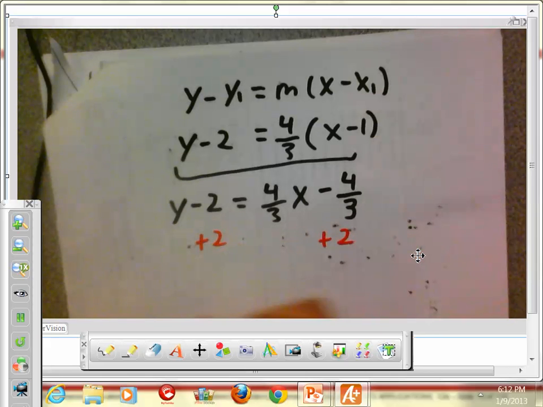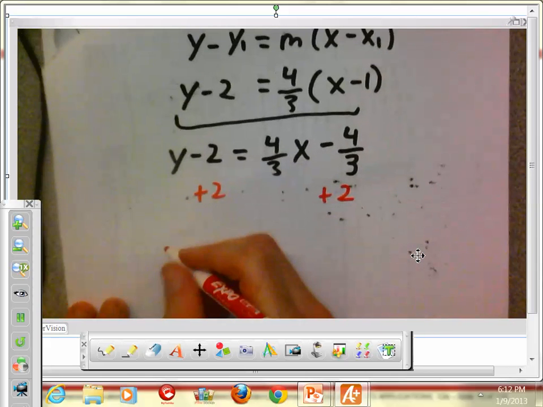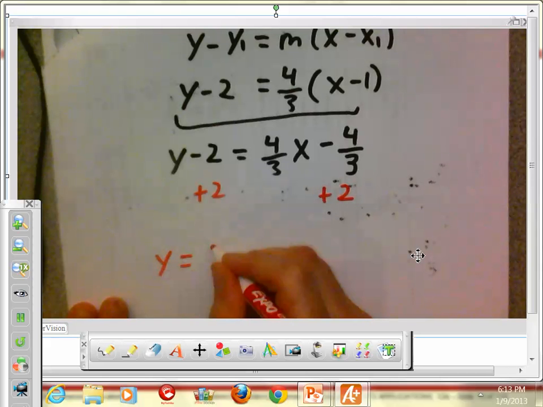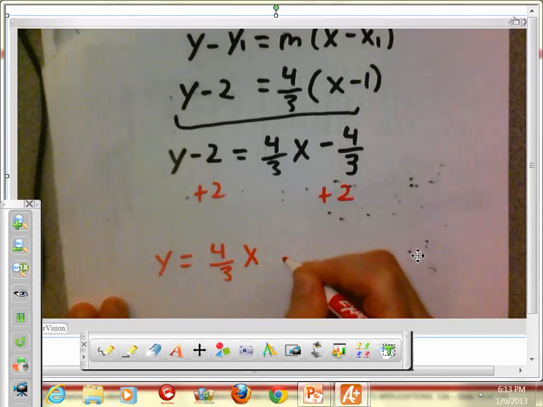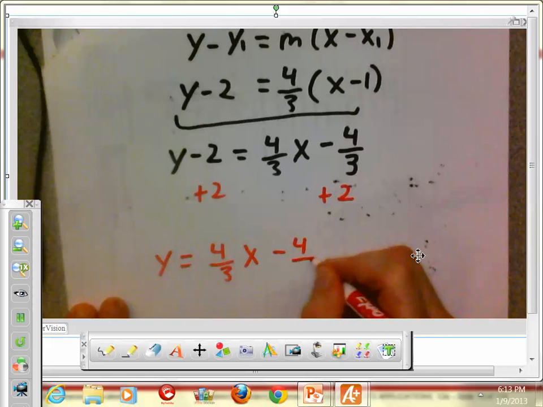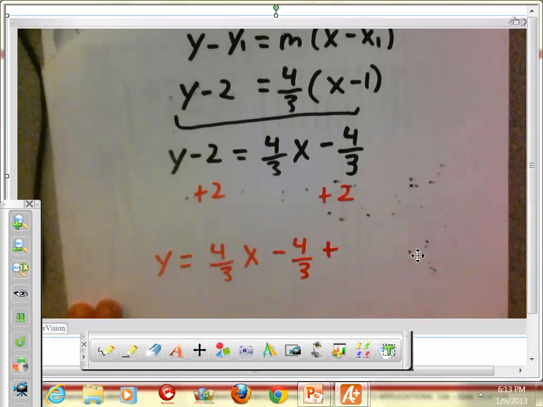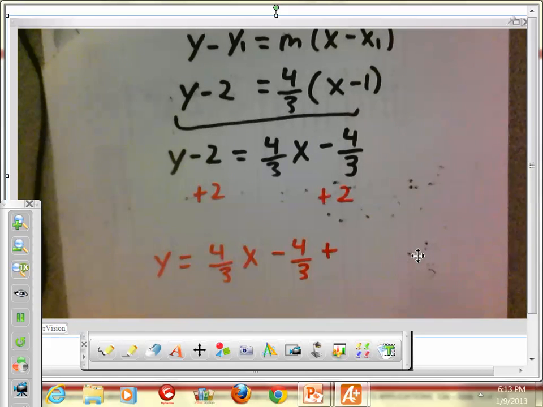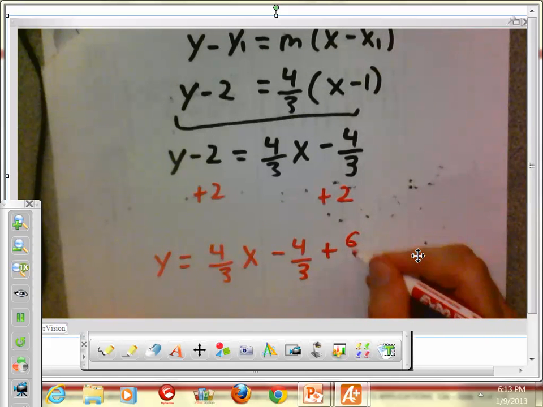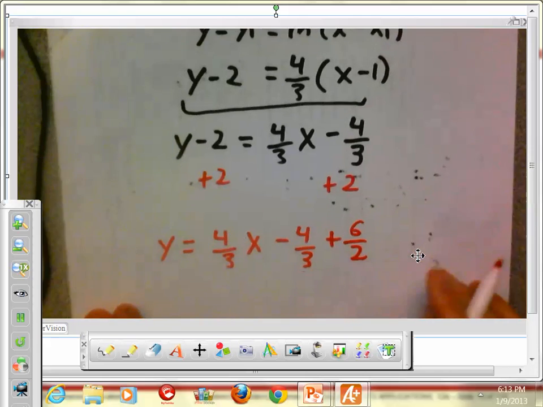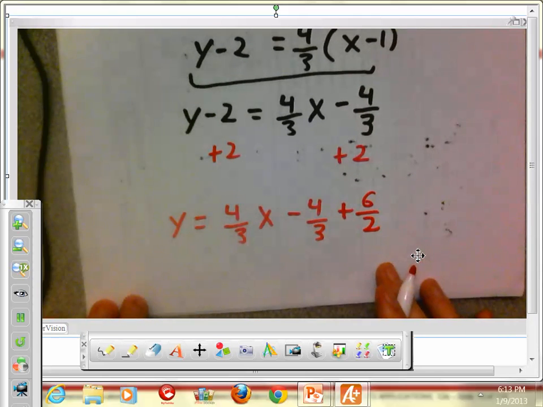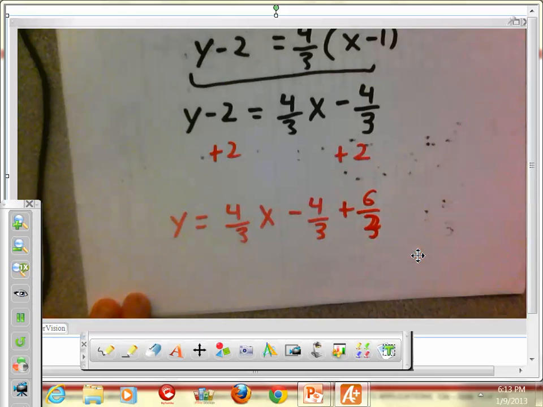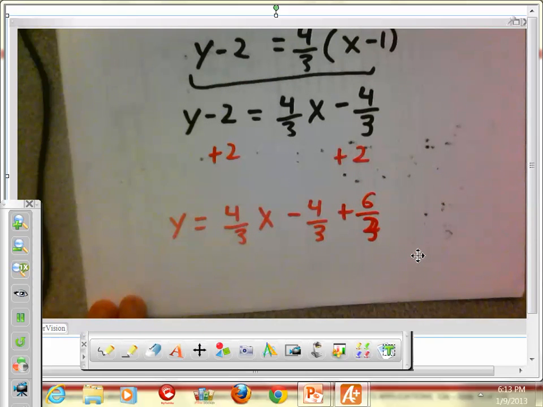So I'm going to have y equal to 4/3 x minus 4/3 plus 2. But I can also write 2 as 6/3, because 6 divided by 3 is 2. Okay, so then the denominators are both 3, so 6 minus 4 is 2. So I have y is equal to 4/3 x plus 2/3.